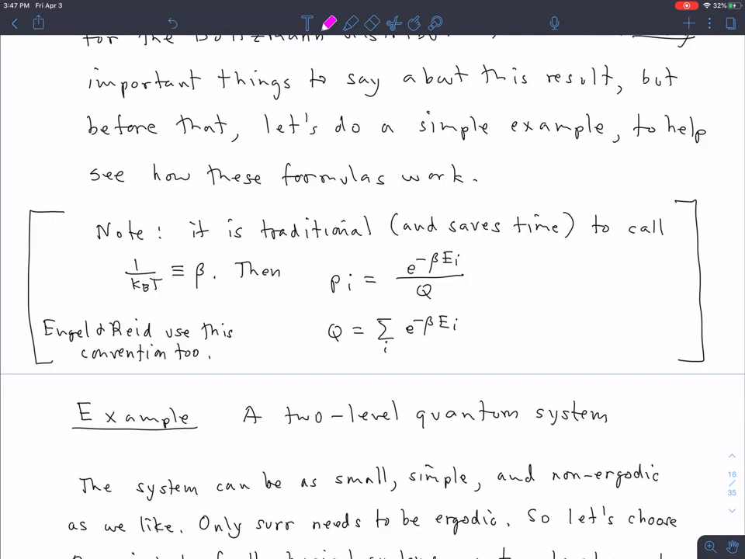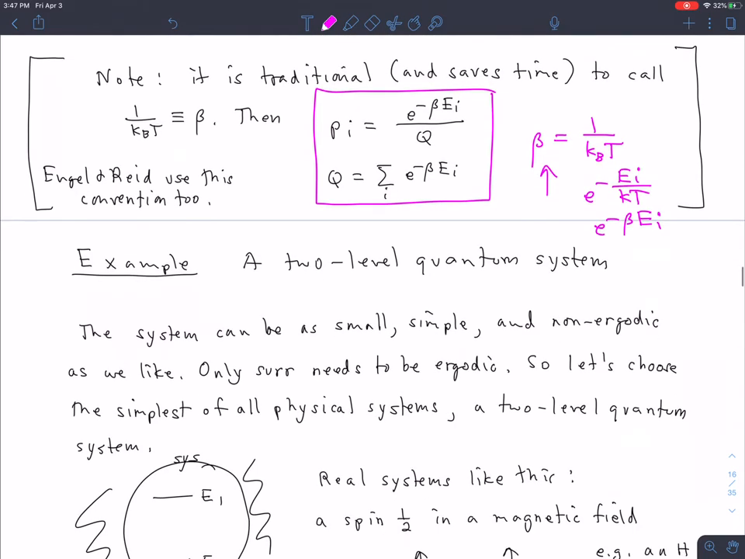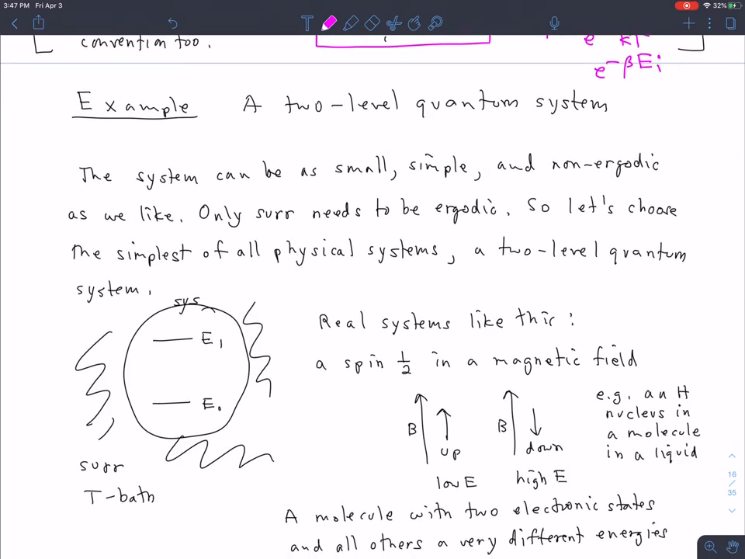The last little comment I want to make is just that it is traditional to call the quantity 1 over k_B T by the name beta. So that means that the Boltzmann distribution can be written in this following way. It's a little bit simpler. Instead of writing e to the minus E_i over k_B T every time, we can just write e to the minus beta E_i, and that's a little quicker. All right, we'll stop there and do this example, this relatively long but important example, in the next video.